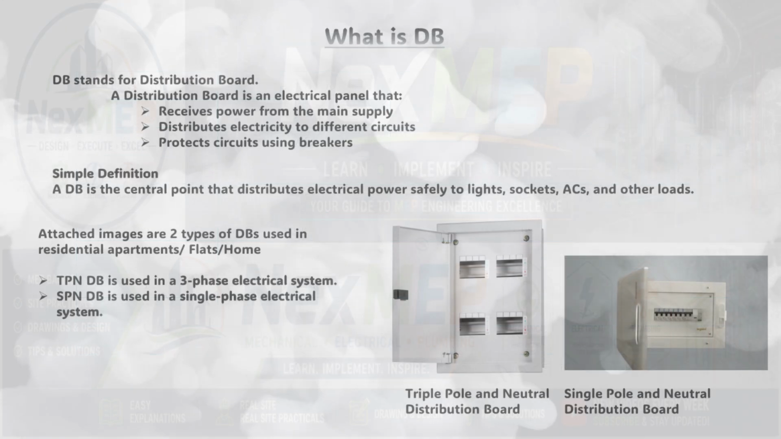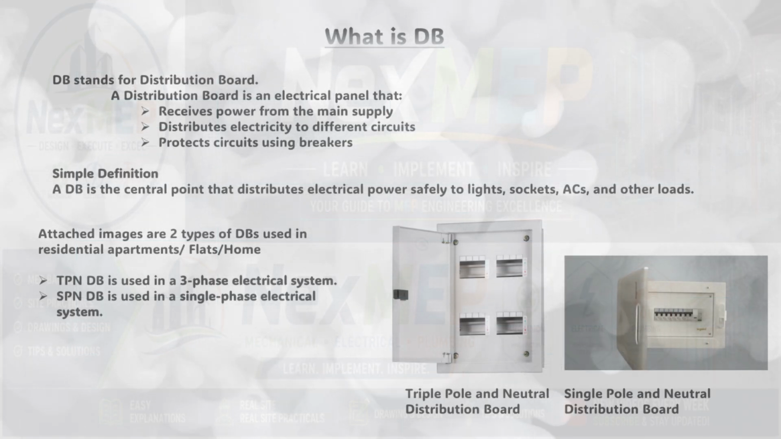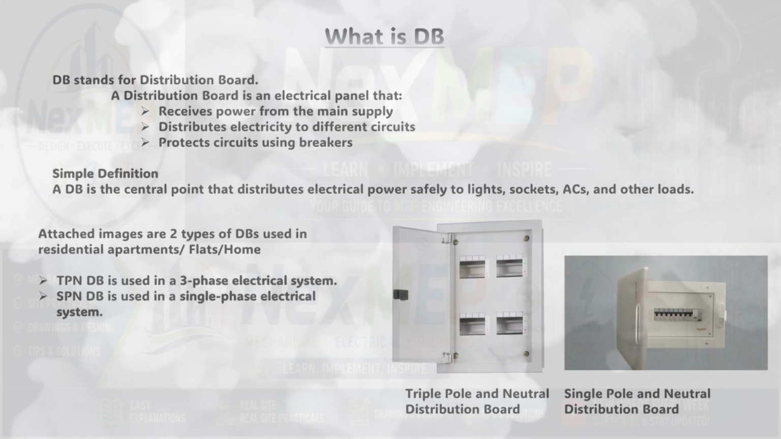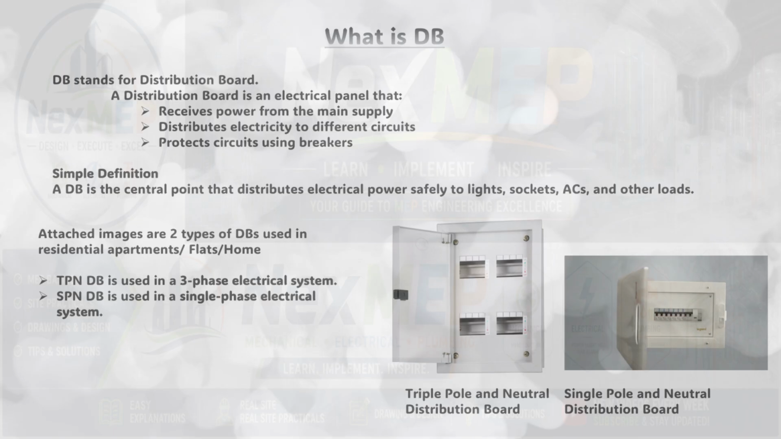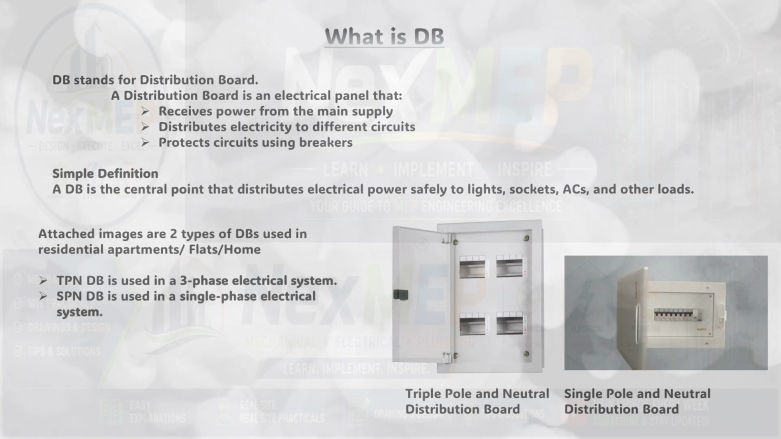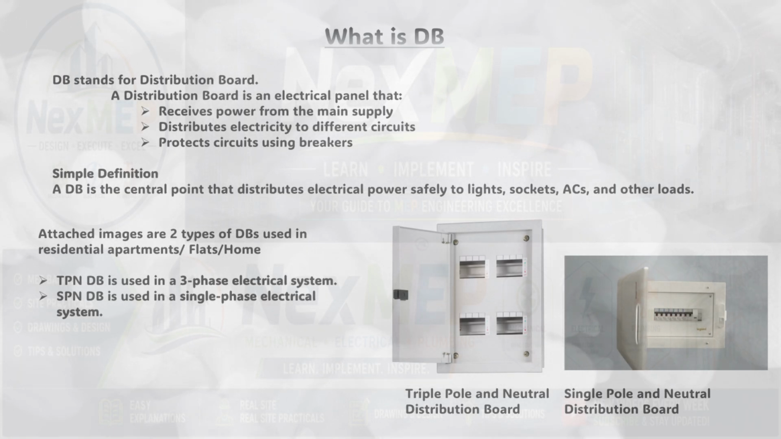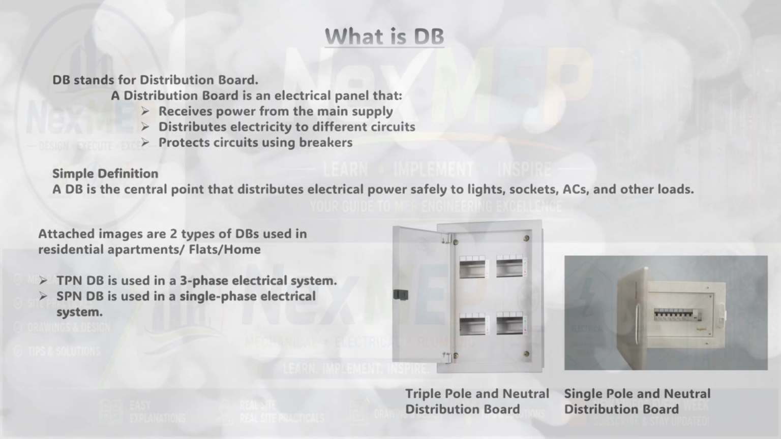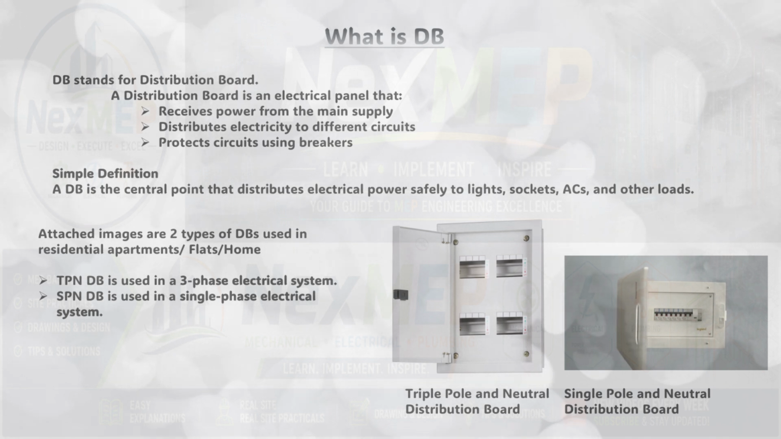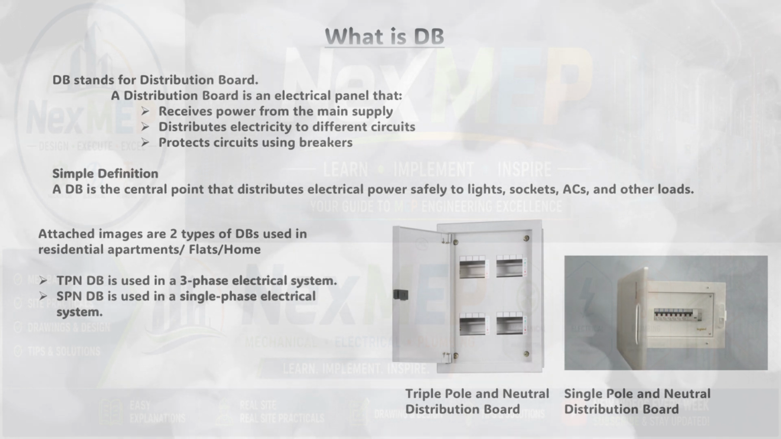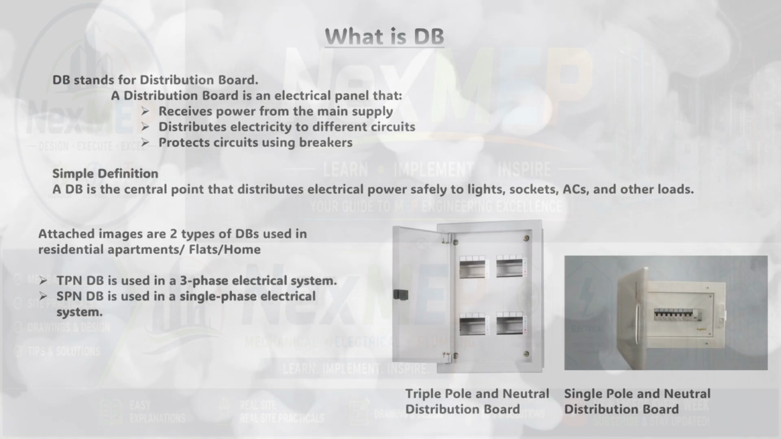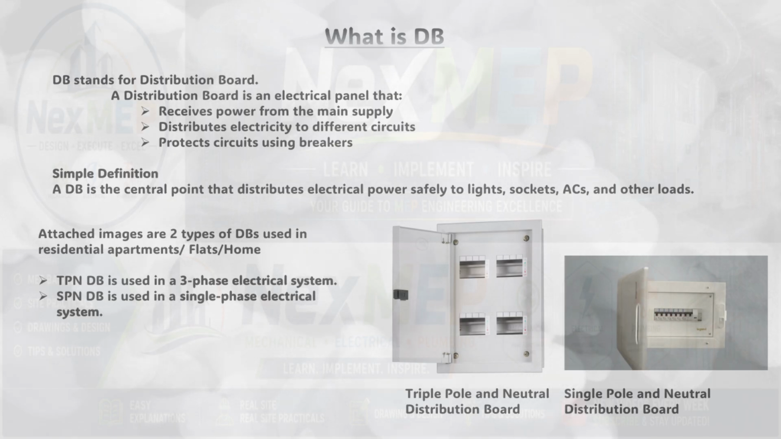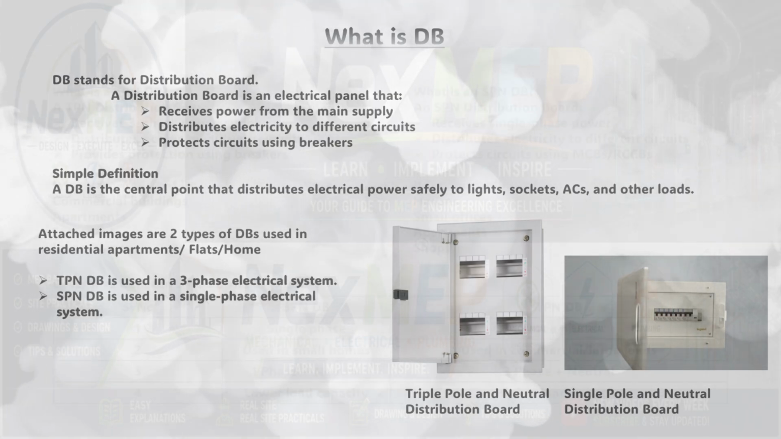Now let's understand what a DB is. DB stands for distribution board. It is an electrical panel that receives power from the main supply, distributes electricity to different circuits, and protects those circuits using breakers. Simple definition: a DB is the central command point that safely distributes electrical power to lights, sockets, ACs, and all other loads in a building. There are two types of DBs used in residential buildings: TPN DB, triple pole and neutral, used in three-phase systems, and SPN DB, single pole and neutral, used in single-phase systems. Friends, that white box on the wall of your home or apartment, that is your DB.